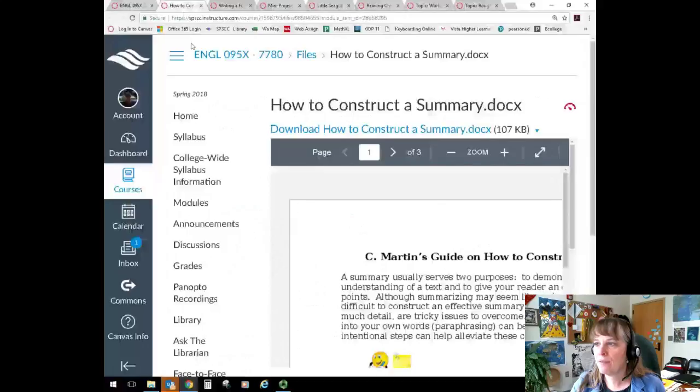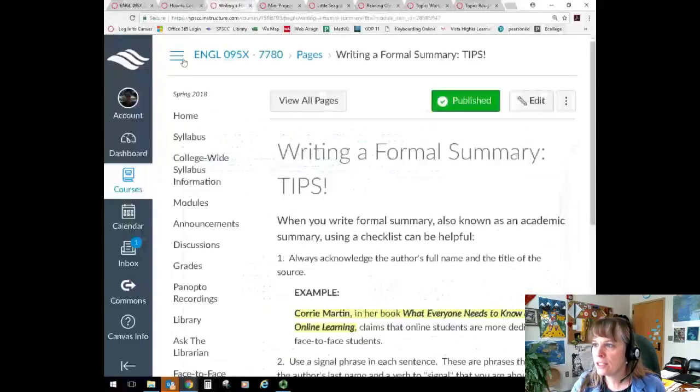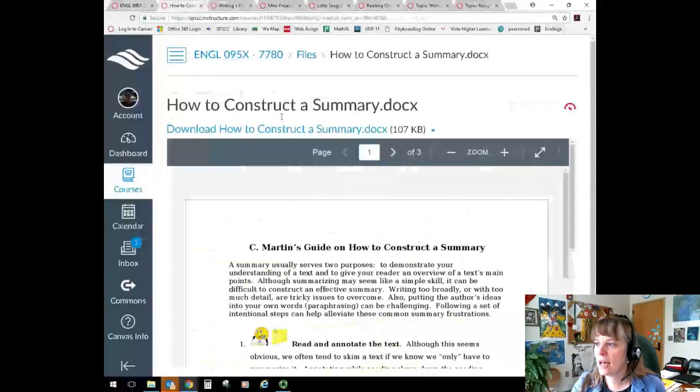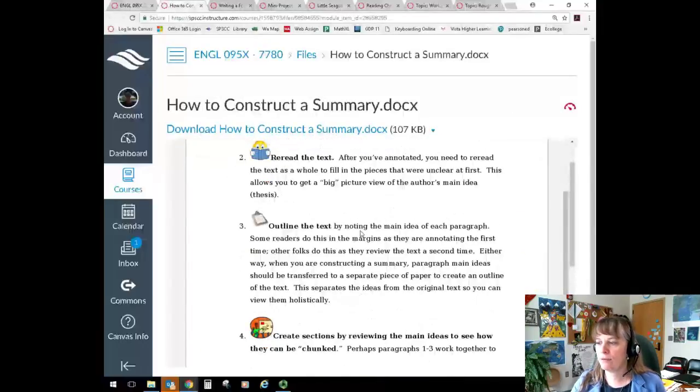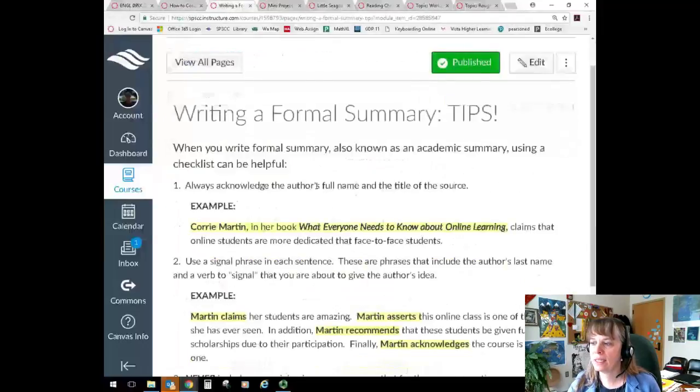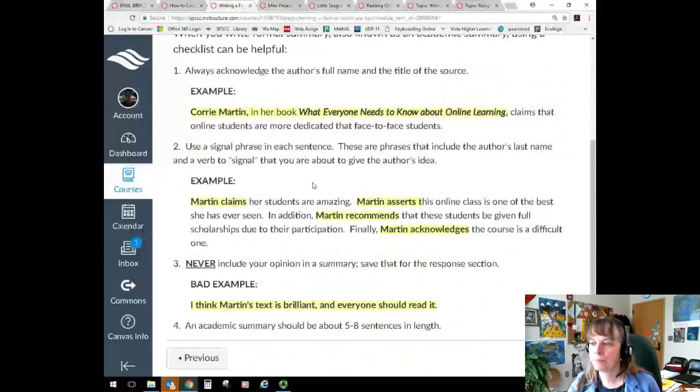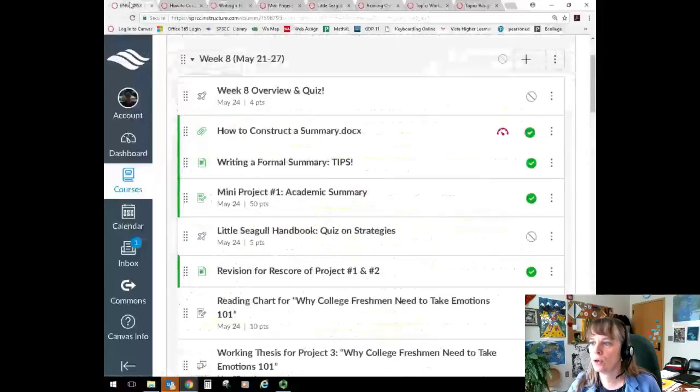If you're stuck, I've posted 2 pages. How to construct a summary is just a piece I've written. It kind of goes through step by step. And then I have some tips for when you're writing a summary about signal phrases and not to include your opinion. So those are right here in our week 8 module.